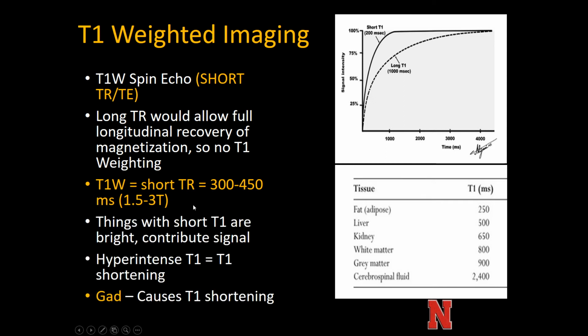Things with a short T1 are bright and contribute signal. So hyperintense on T1 is called T1 shortening. If you want to be a real jerk, I knew an attending once that instead of saying bright or hyperintense on T1 weighted imaging, he would describe an abnormality as a mass that causes T1 shortening.